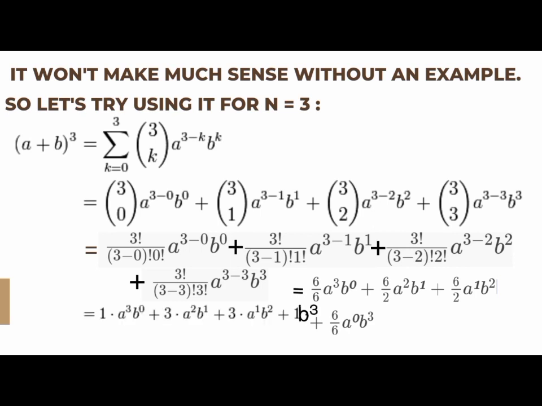Then it is equal to 1 times a cubed times b to the power of 0, plus 3 times a squared times b to the power of 1, plus 3 times a to the power of 1 times b squared, plus 1 times a to the power of 0 times b to the power of 3. Then the final answer is a cubed plus 3a squared b plus 3ab squared plus b cubed.